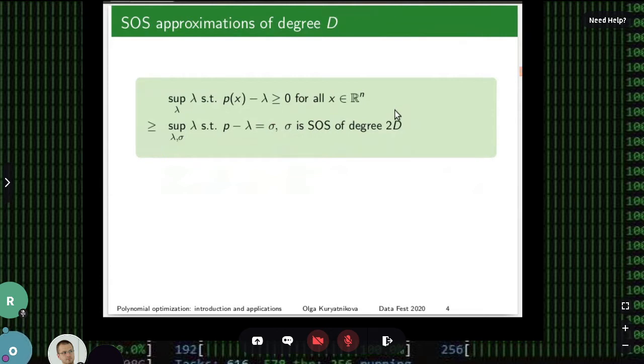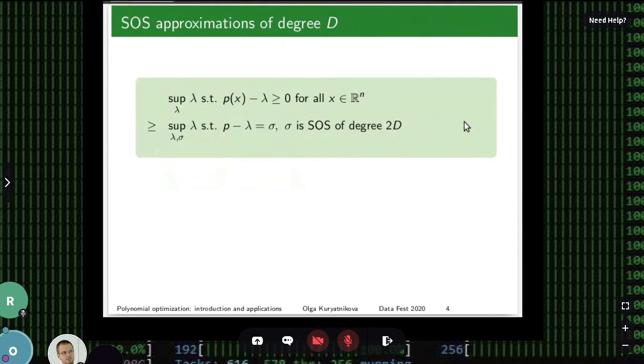So this is our initial problem. We have rewritten our lower bounding problem with lambda using sums of squares. So now we will find some lower bound lambda such that p minus lambda is equal to sigma, and sigma is a sum of squares.